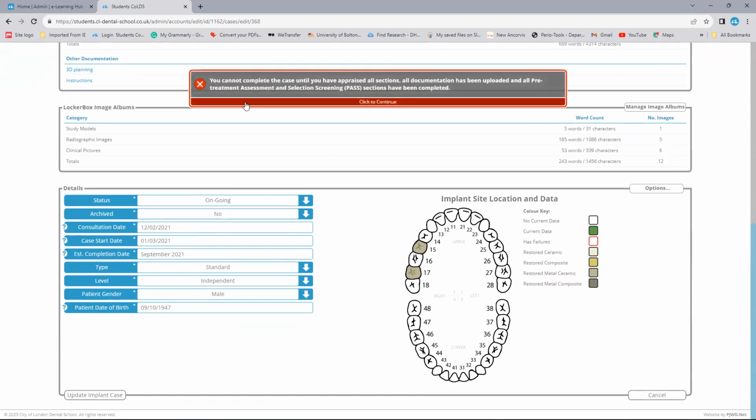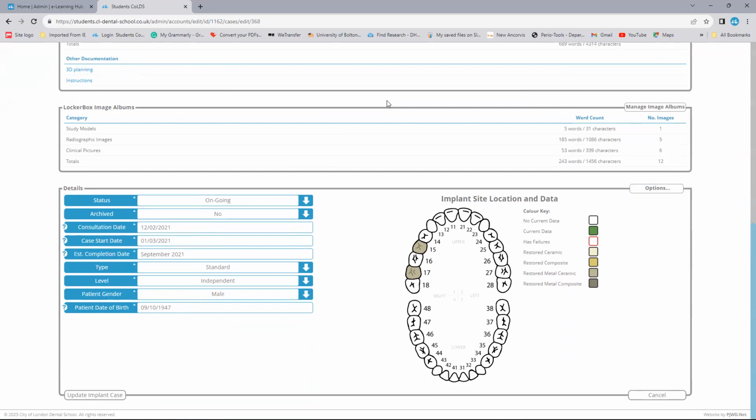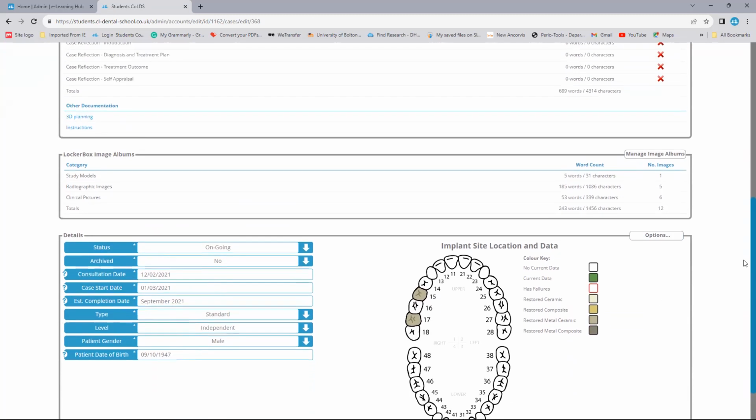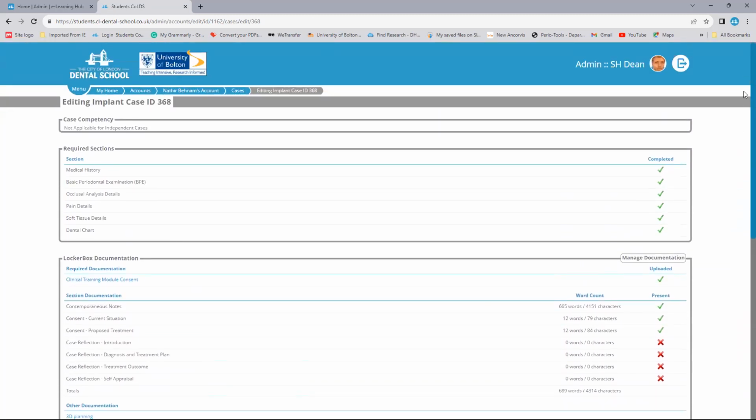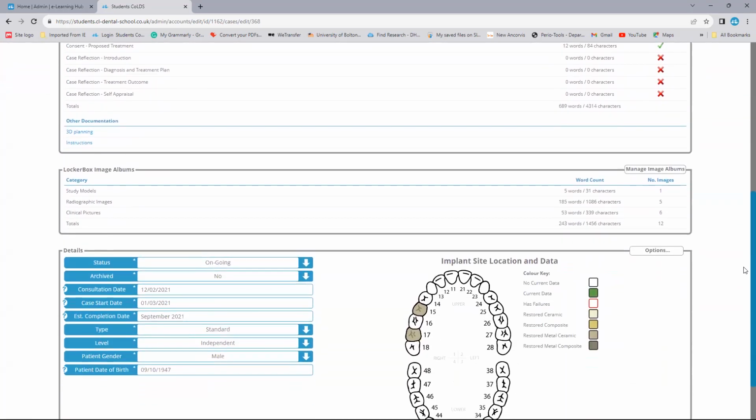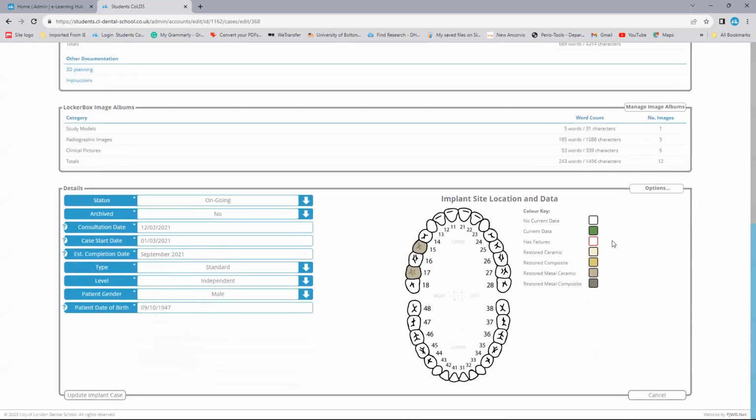But you see, it's telling you cannot complete this case until you have appraised all the sections. It's telling you what you need to do to complete that case, so it's guiding you through any missing documentation. Now, you did do, if I go to your options, the risk assessment, the dental chart. You've done soft tissue, pain, occlusal analysis, BPE. Let's just see what you got for your BPE.